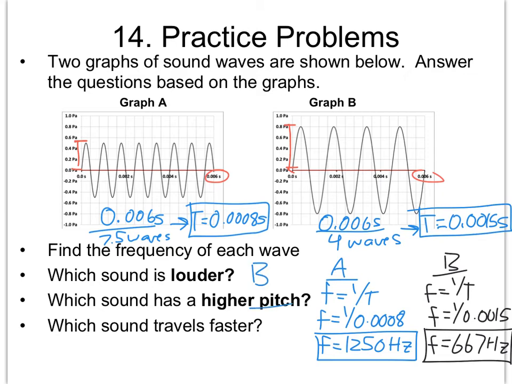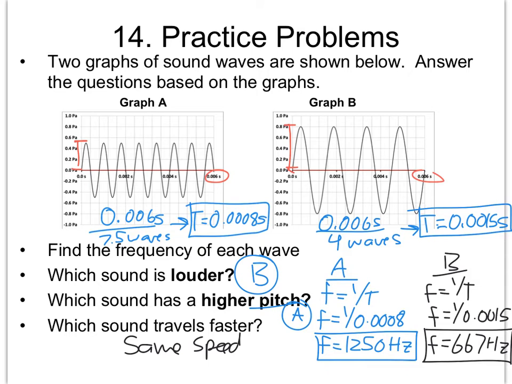Which one has a higher pitch? That really is just a measure of which one has a higher frequency. So that is going to be A for choice C. And then for the last one, which sound travels faster? They're going to travel at the same speed.